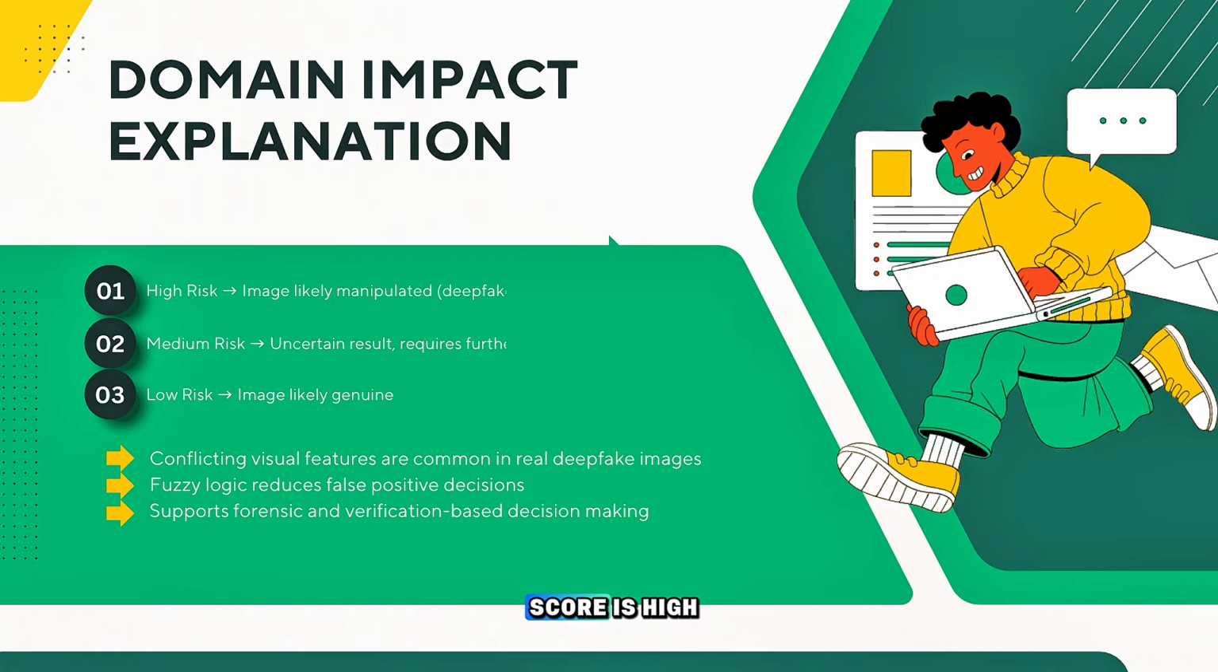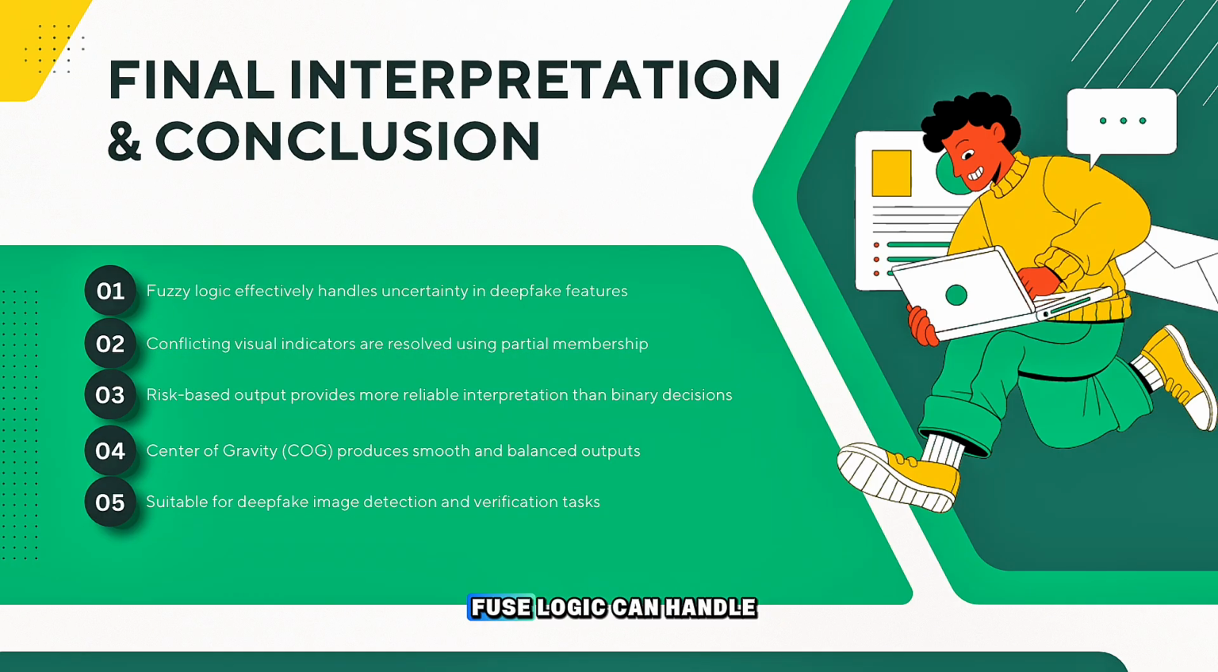For high-risk images, the score is high, which usually means the image is manipulated or a deepfake. Fuzzy logic helps us detect these cases accurately. Medium-risk scores are less clear. Here the result is uncertain, so it needs another check or a human review. Using partial membership, fuzzy logic can handle this uncertainty without forcing a yes or no decision.